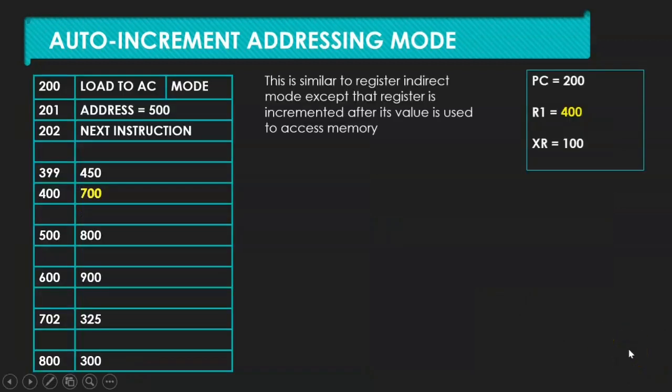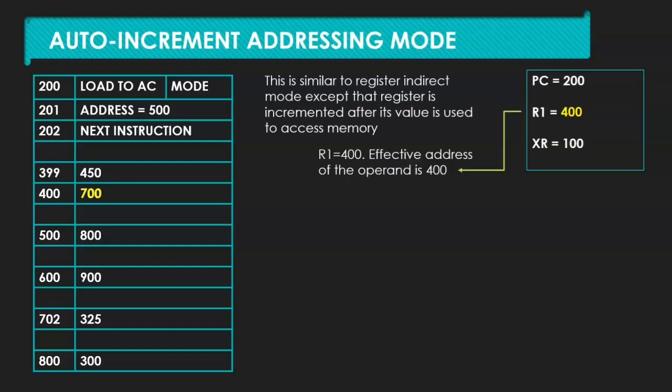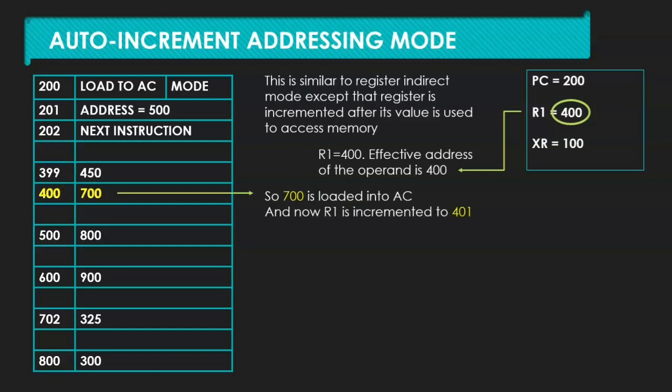The auto increment addressing mode is similar to register indirect mode, except that the register is incremented after its value is used to access memory. In our example, the register R1 is equal to 400. So the effective address of the operand is 400. So the value 700 is loaded to AC and the register R1 is incremented to 401.